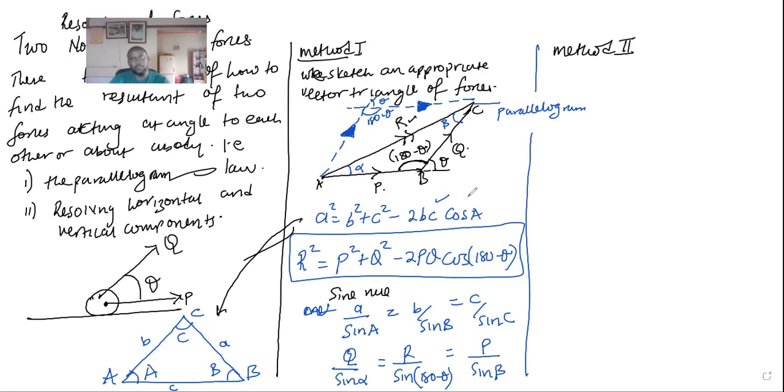For method 2, since you see the body is like this, and the body has P, and the body has an angle with which Q subtends, when you resolve the force Q to the horizontal, you need to also resolve it to the vertical. So if I extract out Q alone, it looks like this.